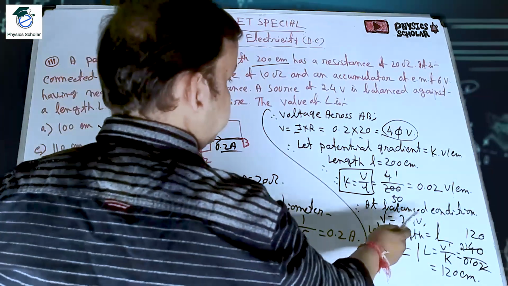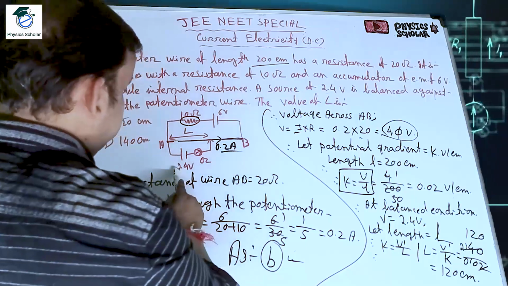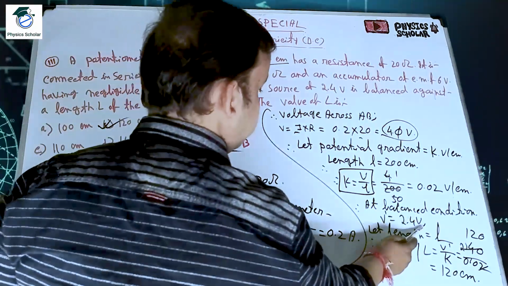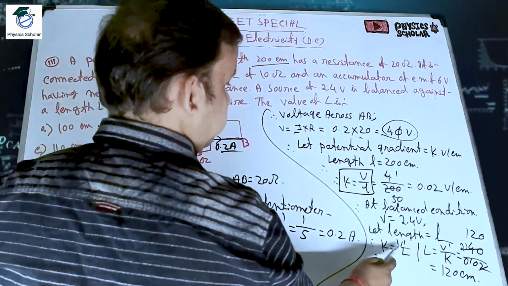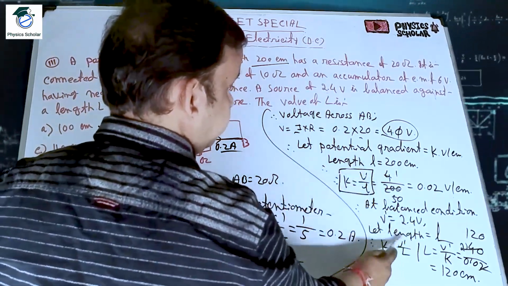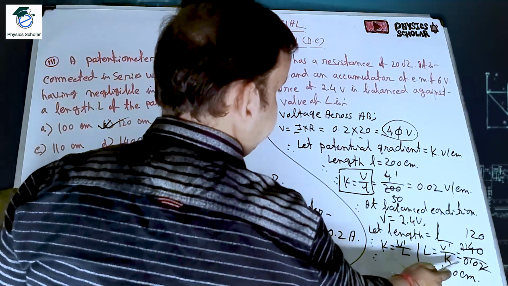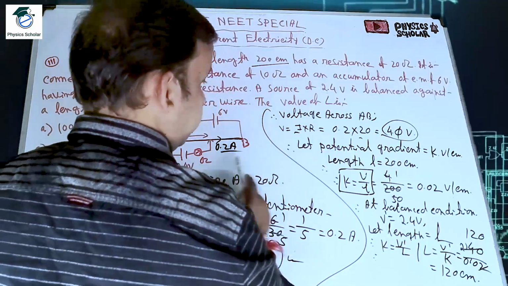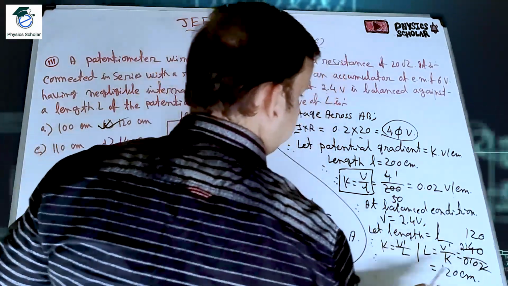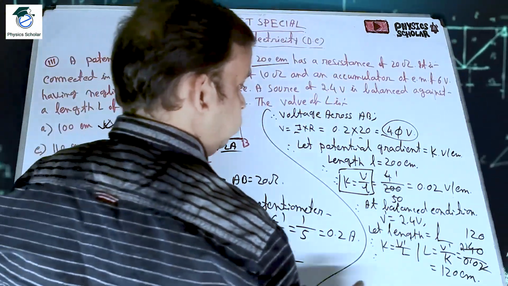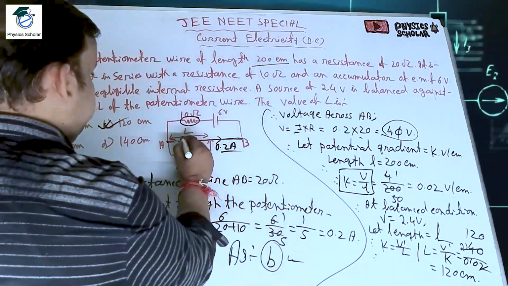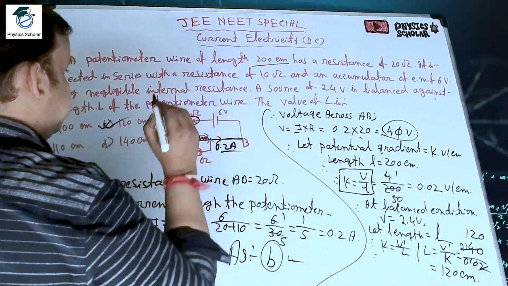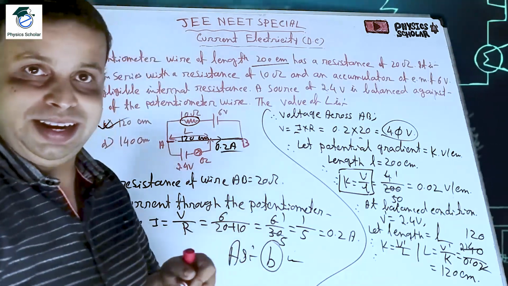At balance condition, what is the voltage? 2.4. So V dash is equal to 2.4 volt. Let the length be capital L. So K is equal to V dash by L, the same formula we are using. So L is equal to V dash by K. The value of V dash is 2.4, and the value of K is 0.02. So it is coming 120 centimeter. So the value of L will be 120 centimeter. Clear? So option number B will be correct.